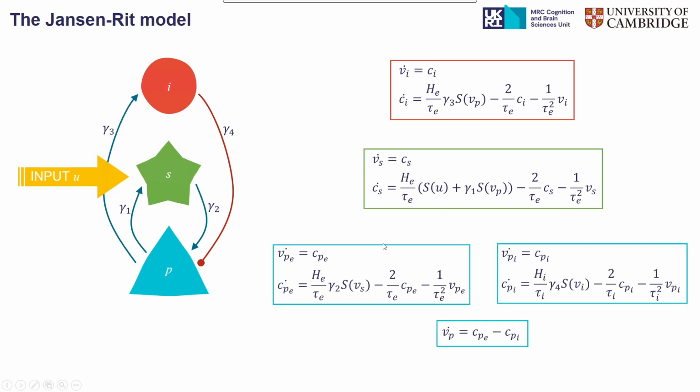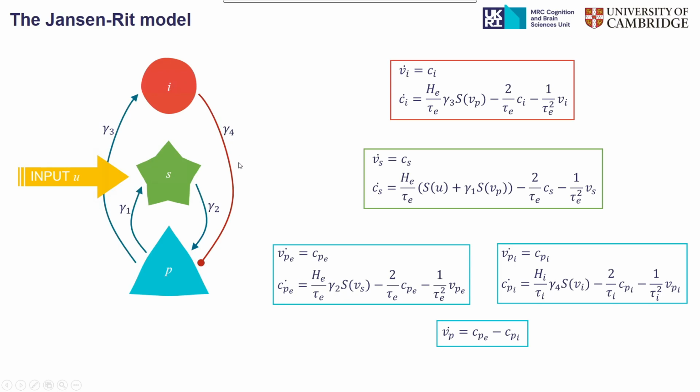Lastly, we add a bunch of equations for the pyramidal cells now. The pyramidal cells receive two kinds of inputs. It receives excitatory inputs from stellate cells, and these are scaled by the number of contacts made by the stellate cells on the pyramidal cells, captured in gamma 2. And this corresponds to these equations on the left, where we have this membrane potential of the spiny stellate cell being transformed into a firing rate, which is scaled by gamma 2.